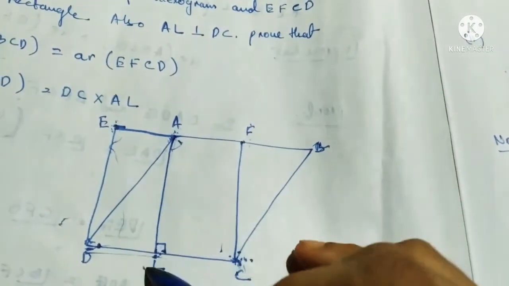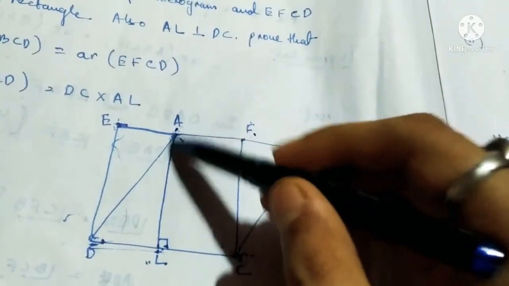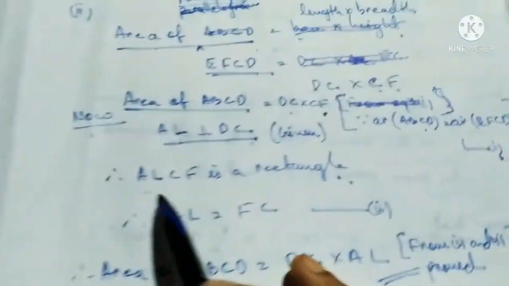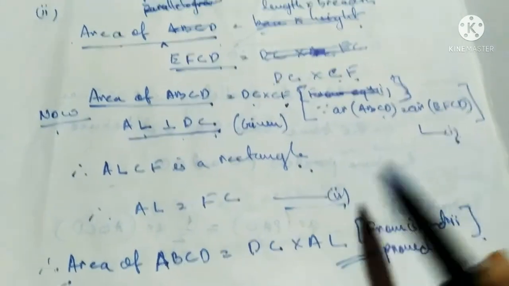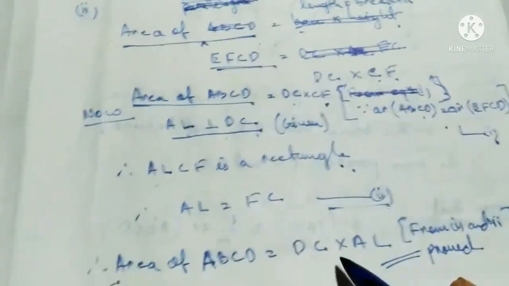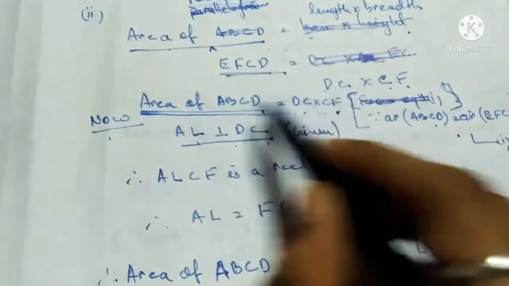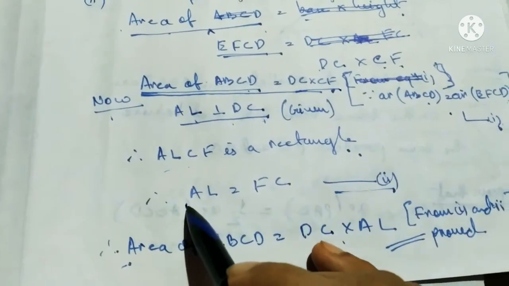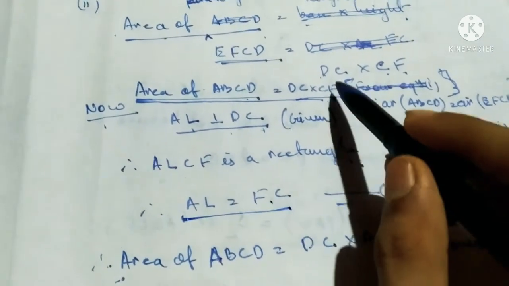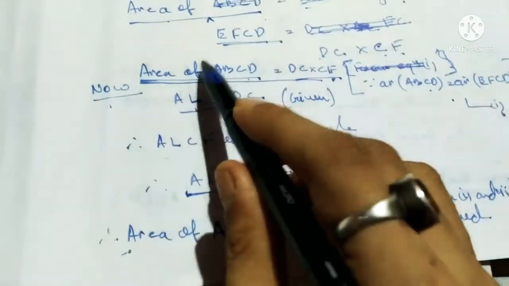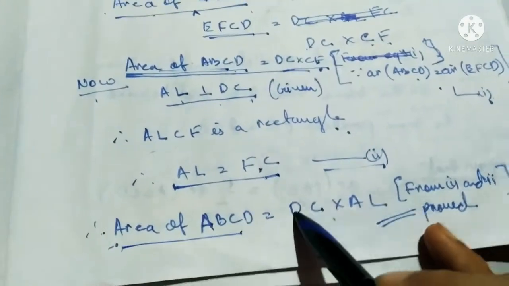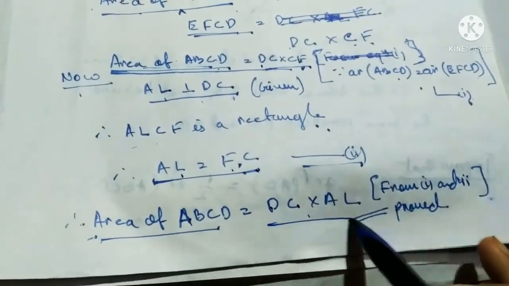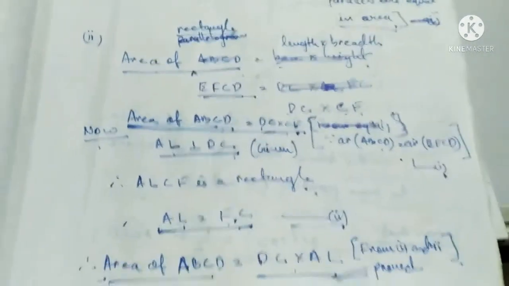So since ALCF is a rectangle, AL is equal to FC, I can say. This is equation 2. So from equation 1 and equation 2: equation 1 is area of ABCD is equal to DC into CF, and from here I got that AL is equal to FC. FC or CF, same thing only. So therefore area of ABCD is equal to, instead of writing FC I can write AL, so DC into AL. This is what we had to prove.